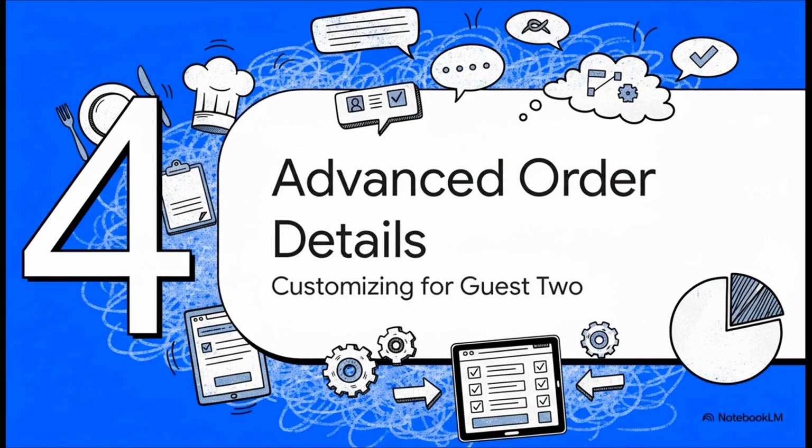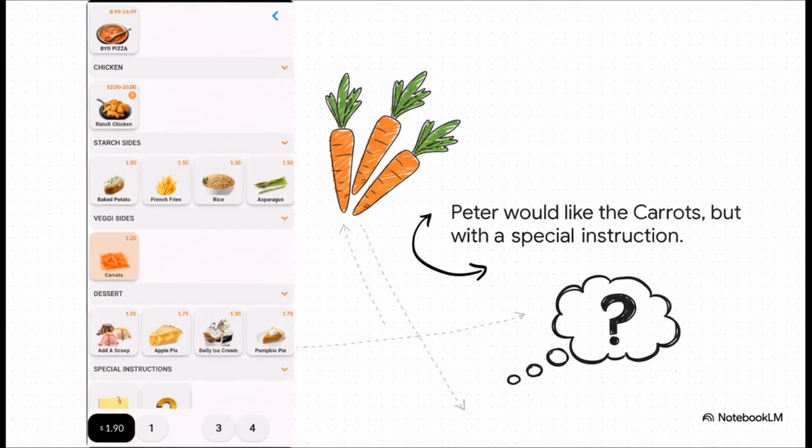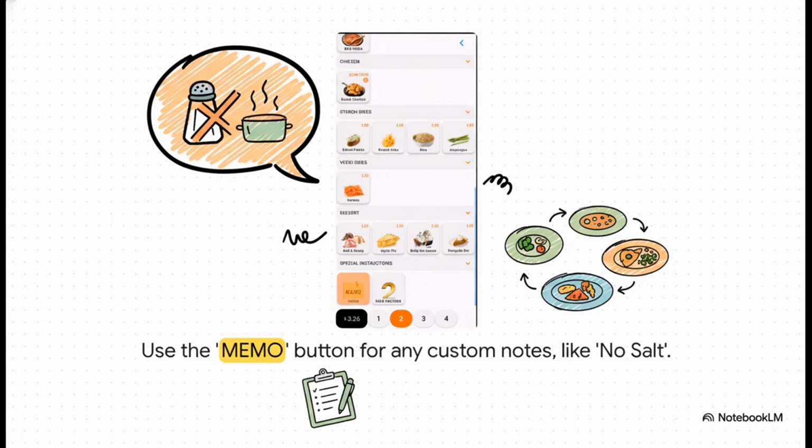This is a really great real-world example of how to handle customizations and make sure the kitchen gets the exact details they need. Let's start with his side dish. He's ordered the carrots. A simple tap on the carrots button under veggie sides adds it to the order for seat 2. Easy enough, right? But now for that special request.